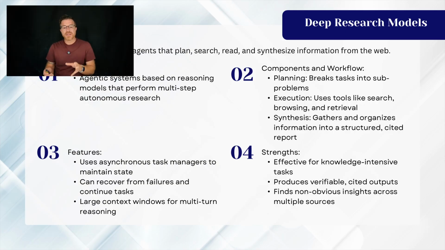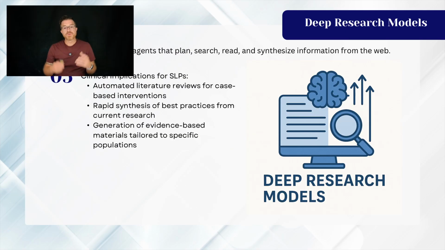These are effective for knowledge-intensive tasks. For example, this can produce verifiable cited outputs because, unlike our large language models, which weren't really connected to the web, it can actually go out and find sources to cite what it's basing its decisions on. This will allow it to produce verifiable and cited outputs. And it can also find non-obvious insights across multiple sources because it's pulling all these sources together, having the individual agents do what it asks them to, and then it self-updates based on what the different ones find.